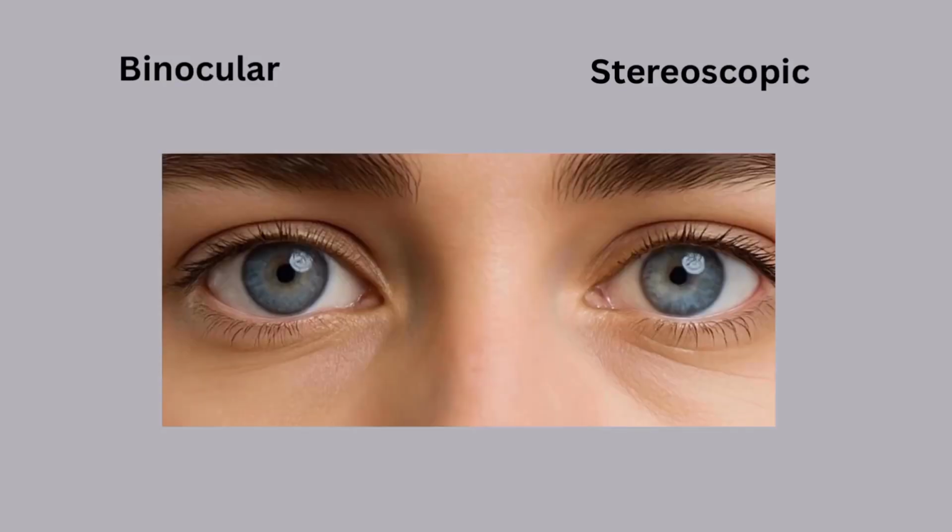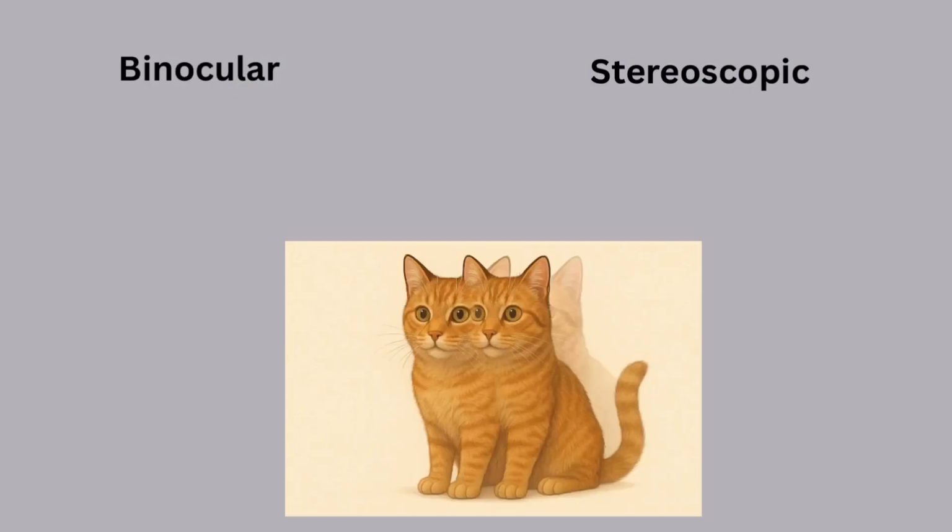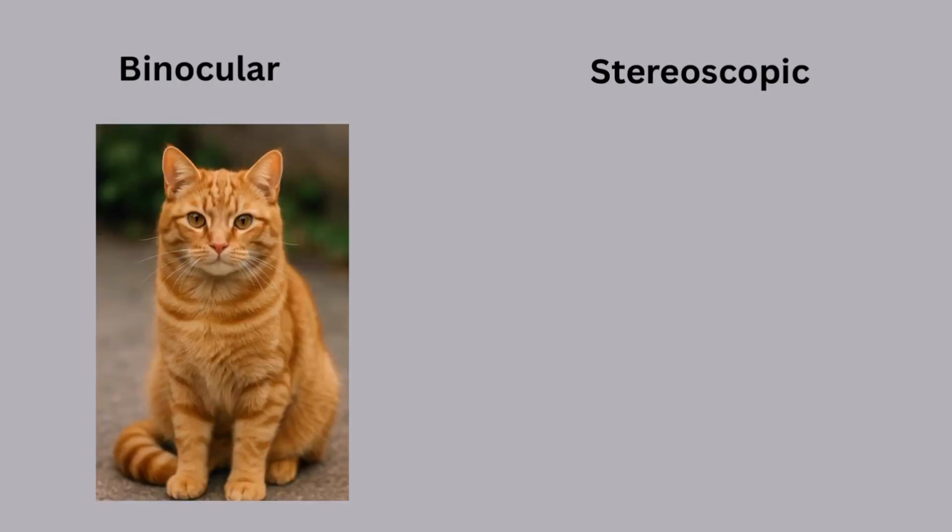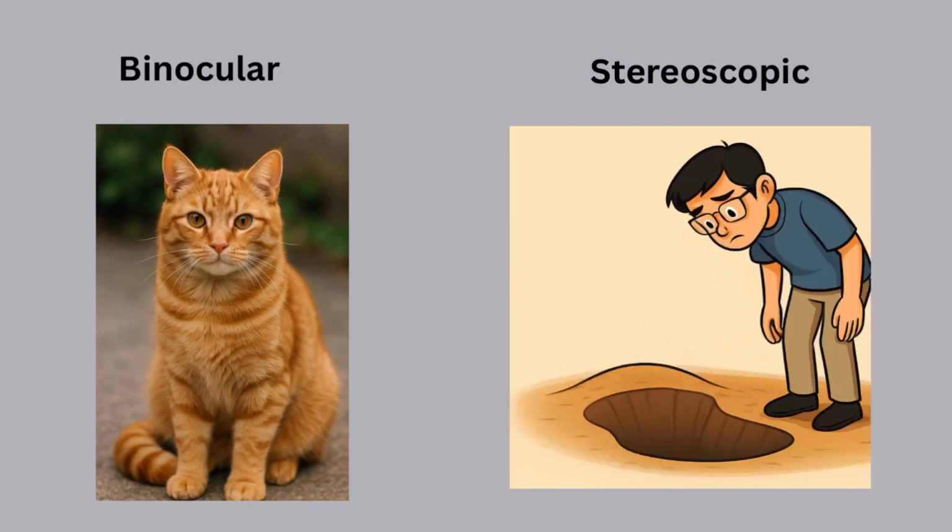Now let's talk about binocular and stereoscopic vision. Because you have two eyes and their fields of vision overlap, your brain receives two slightly different images. This allows two forms of vision: binocular vision, where both eyes work together to form a single image, and your brain merges the two pictures into one clear view. And stereoscopic vision, which gives you 3D vision, helping you judge distance, depth, and size.